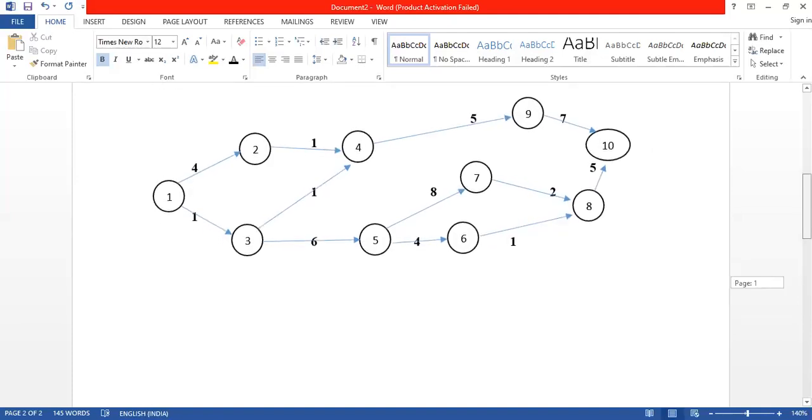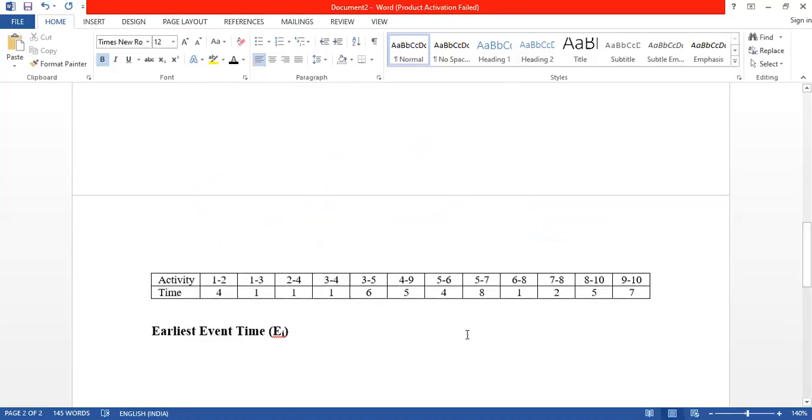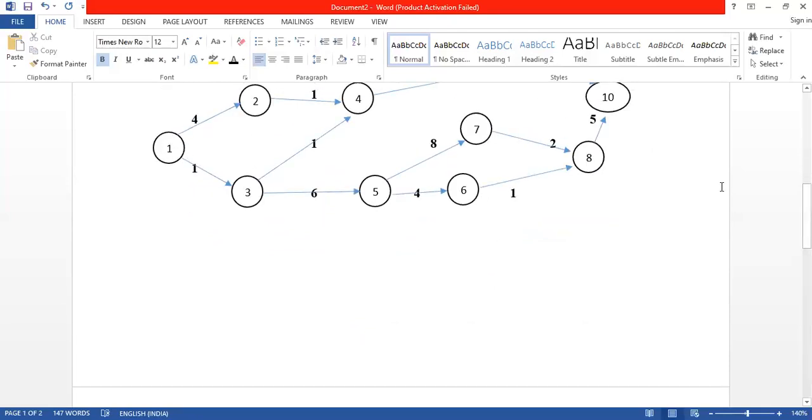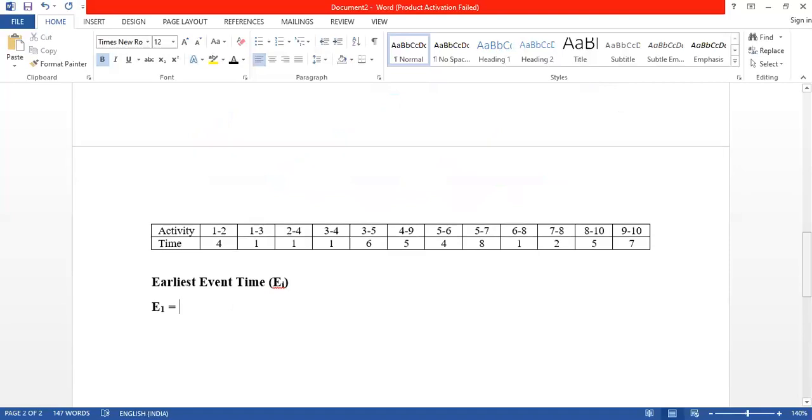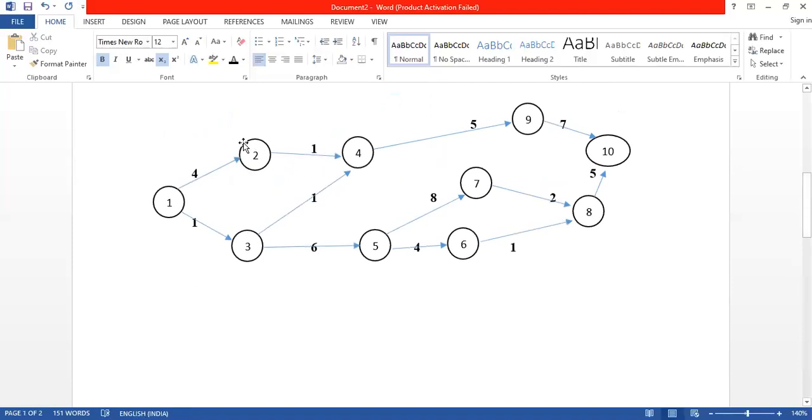We have to move up and down. See E1. Let me copy paste here. So E1 is the earliest time for the starting event, right? So it is always 0. Right? Second is E2. Let me copy paste this. Second is E2. Now see earliest time for event 2, right?